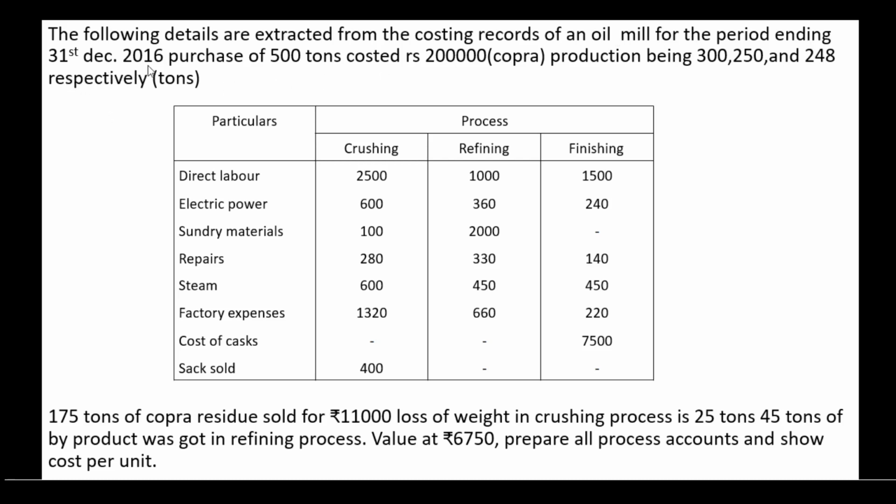31st December 2016. So here purchase of 500 tons costed rupees 2 lakhs. Copra production being 300, 250 and 248 respectively tons. So this was the copra purchases, that is the 500 tons and the cost of rupees 2 lakhs. So this entered in the crushing process. It means in the initial stage they purchased the 500 tons for rupees 2 lakhs.